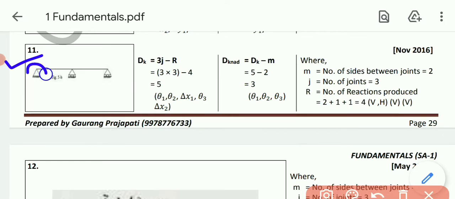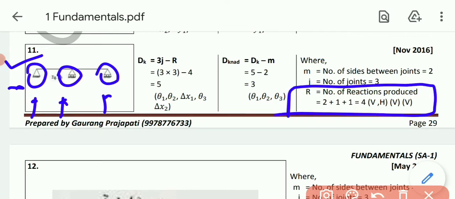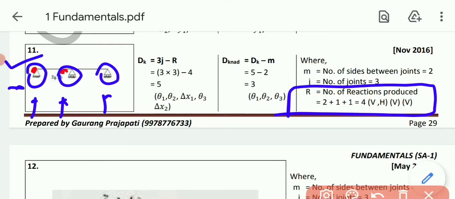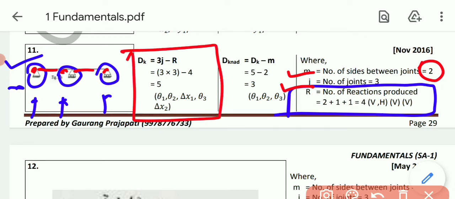Next example number 11. Now in this one also, hinge support vertical and horizontal, roller support vertical, roller support vertical, capital R, that is 4. J, number of joints 1, 2, 3, that is 3, and m, the number of sides between the joints, that is 2. Clear? DK is 3j minus r, 3 times 3 minus 4. So 9 minus 4, answer comes 5.